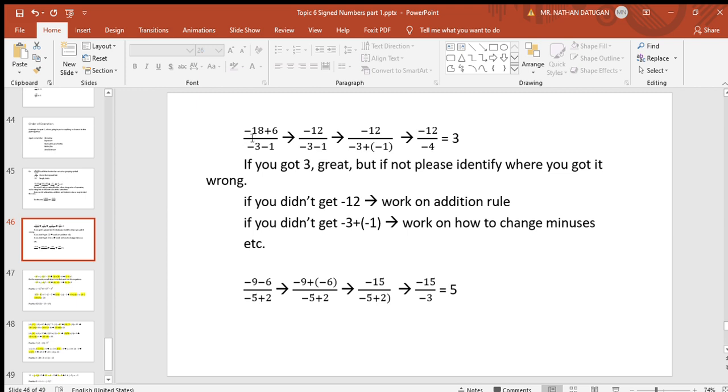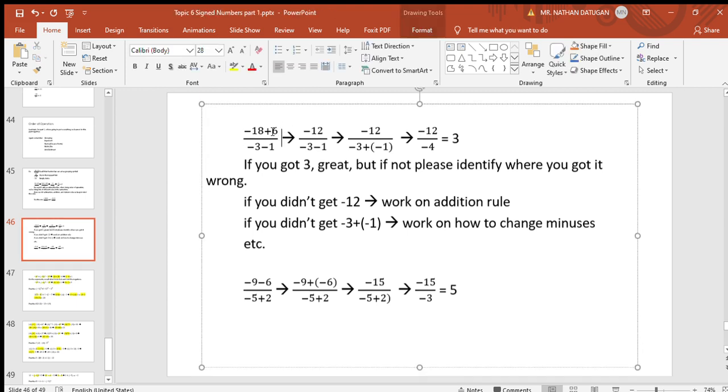Again, first things first, we should do the top. In this case, negative 18 plus 6. We use the addition rule. We're going to subtract since they have different signs. We're going to get 12. Now, which one's the larger value, absolute value wise? Negative 18 is the larger absolute value. So that means your answer will be negative 12.